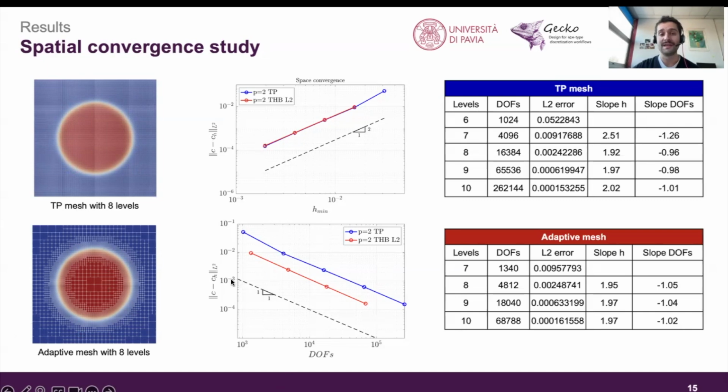Actually, we see that if we do a comparison of the L2 error versus the number of degrees of freedom for the same level of accuracy, we're able to have much less degrees of freedom in the adaptive case.